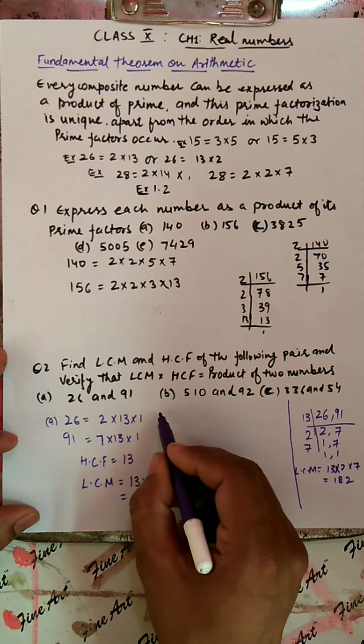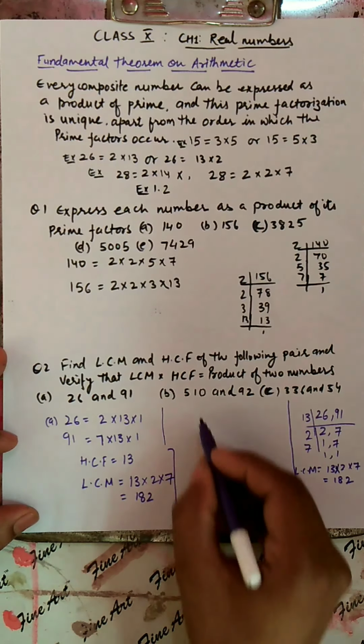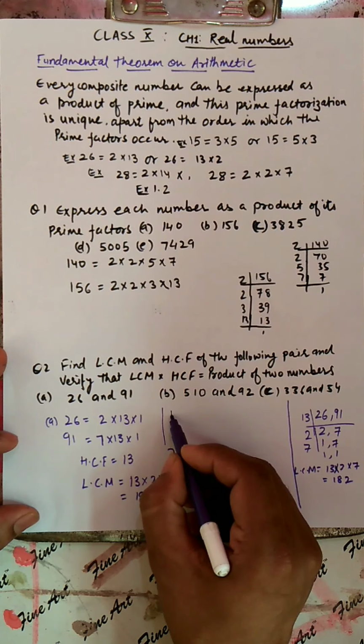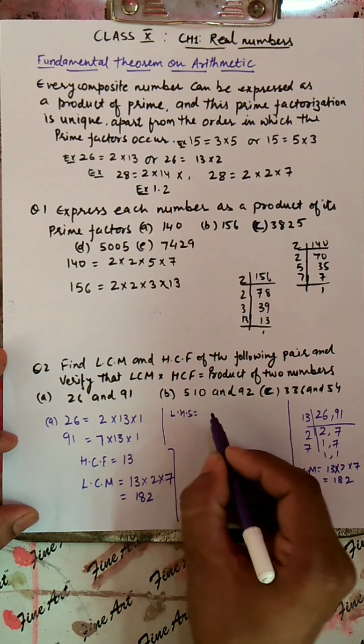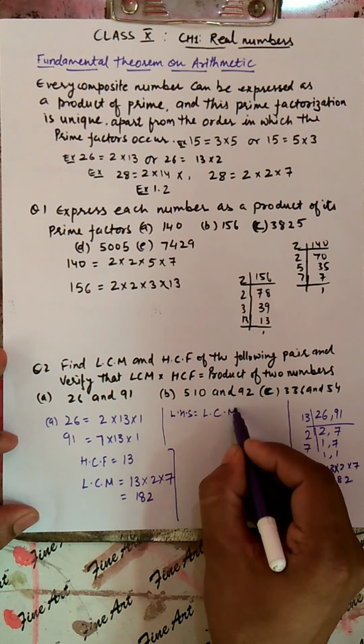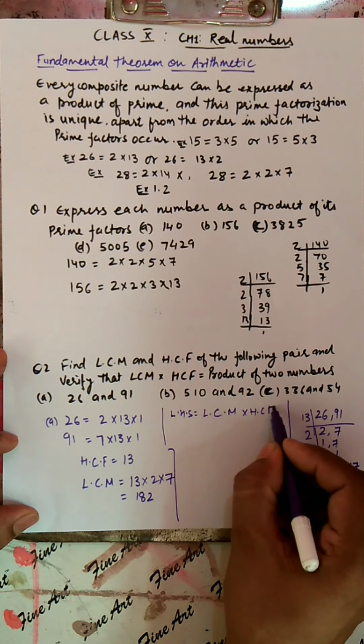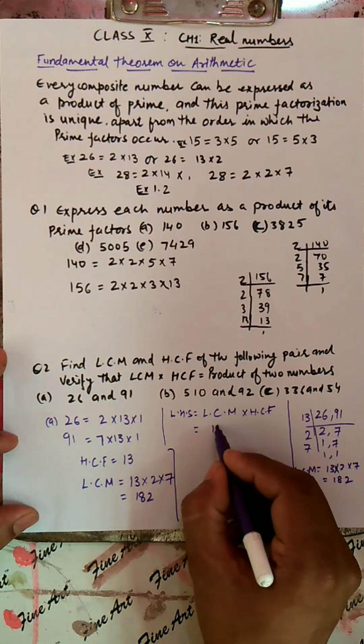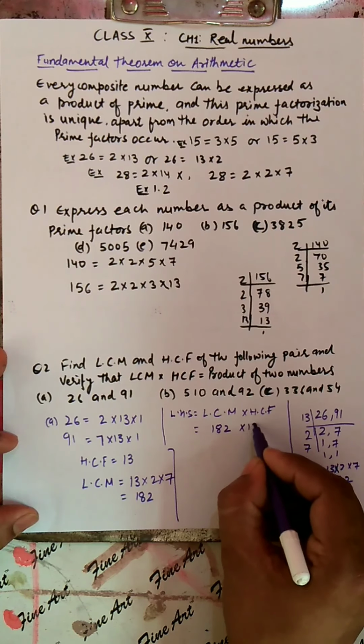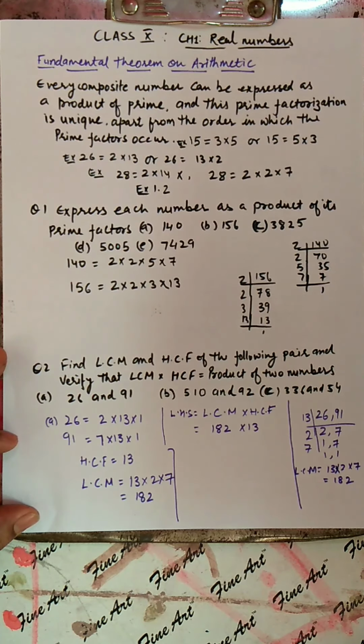Now we'll see the relation. First we take the LHS. LHS is LCM into HCF. The LCM is 182 and the HCF is 13. So we multiply them, and see what comes.